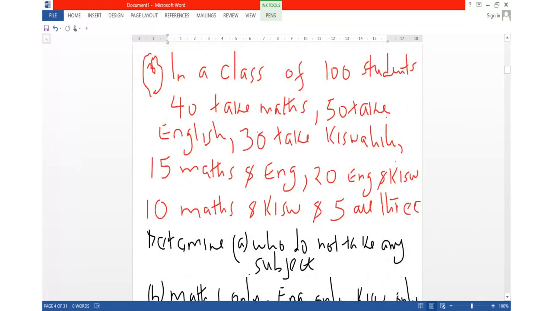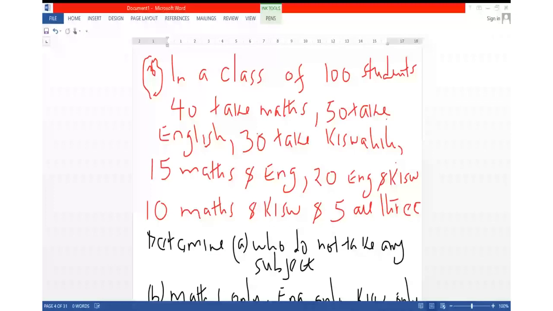Number 2. In a class of 100 students, 40 take maths, 50 take English, 30 take Swahili. Again, we are told 15 are taking maths and English, 20 are taking English and Kiswahili, 10 maths and Kiswahili, and 5 are taking all 3. So then there's the question now, what we are supposed to determine.